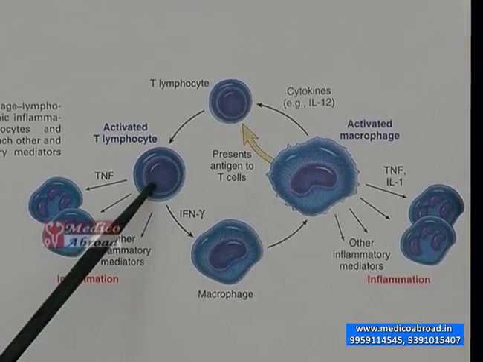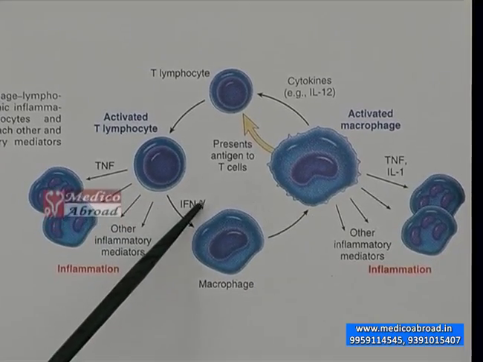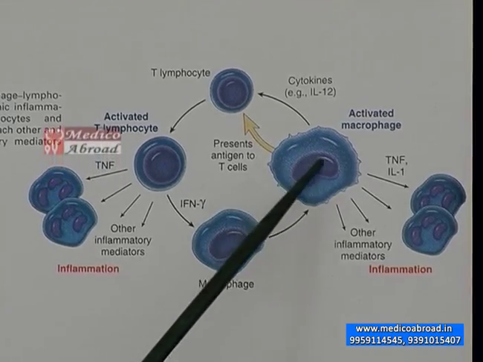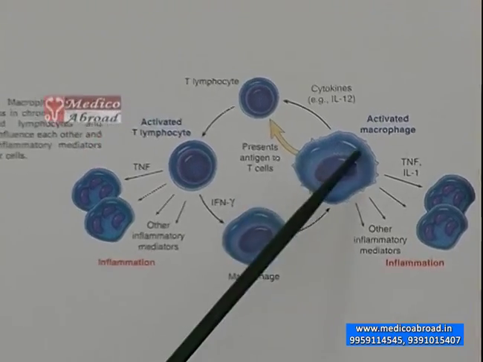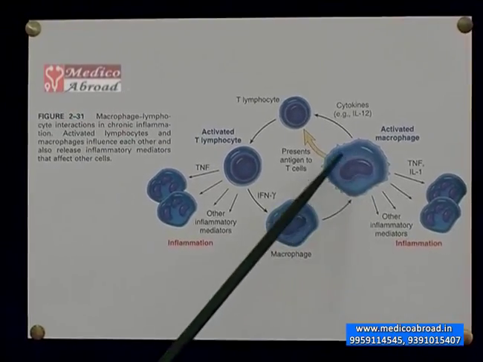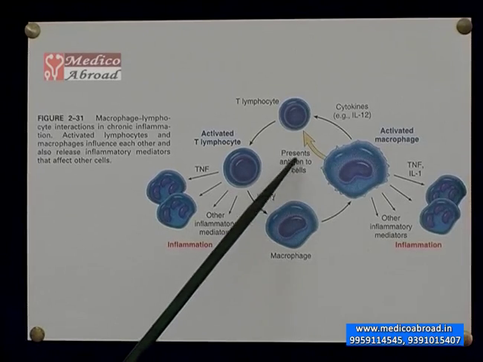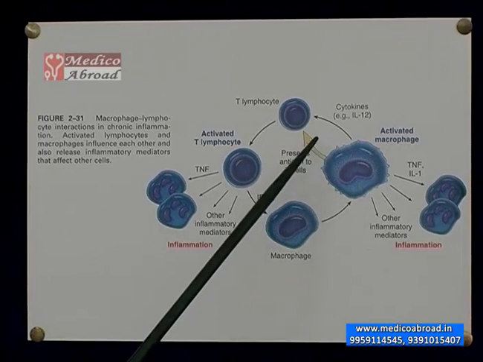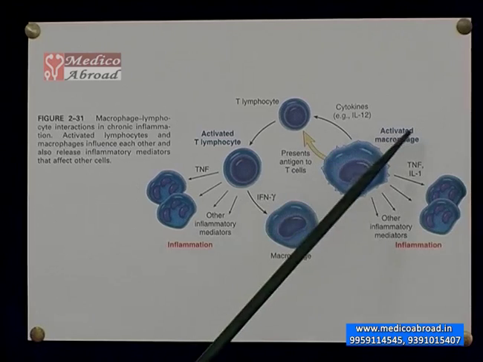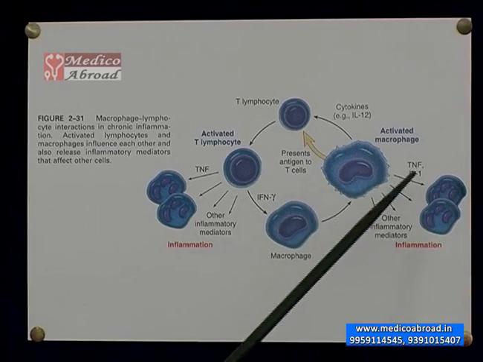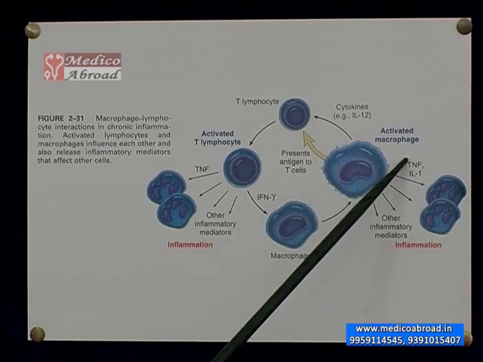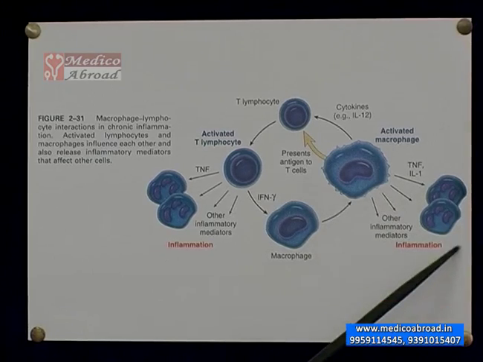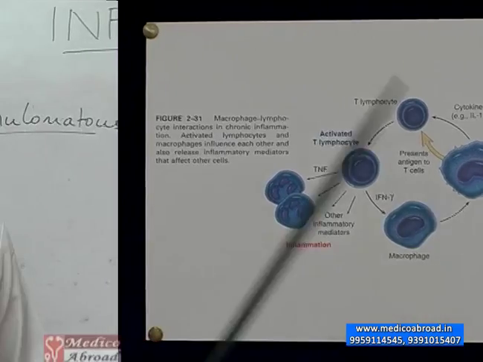These activated T lymphocytes may produce interferon gamma, and they act on other macrophages and recruit them by activating the other macrophages. These activated macrophages have another function where they present a foreign antigen to the T lymphocytes. This is a crucial step in cell-mediated immunity. Activated macrophages also elaborate certain other factors like TNF or tumor necrosis factor, IL-1 or interleukin 1, and other inflammatory mediators, and they help in chronic inflammation.